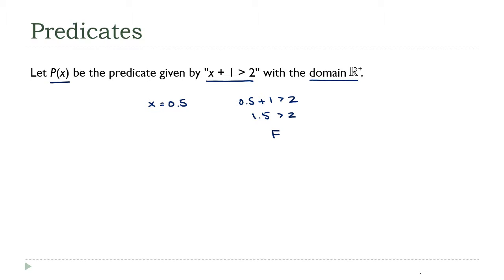Now, on the other hand, if you solve this inequality like you would in an algebra class, subtracting 1 from both sides, you end up with the inequality x is greater than 1. Or you end up with a subset of the domain. These are all the values from the domain that make the statement true. We have a name for this subset. It's called the truth set of the predicate.